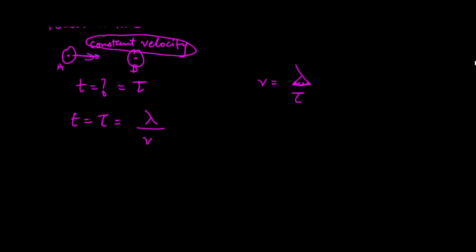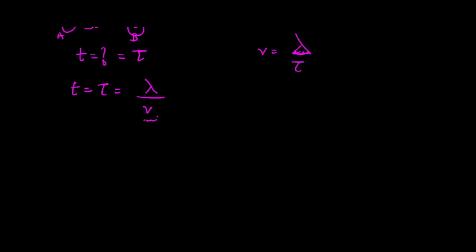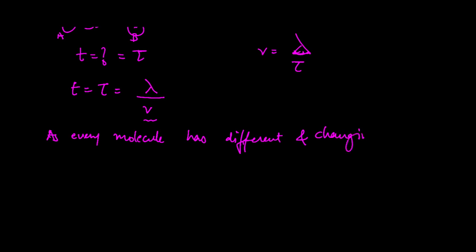Now because we want to find the average relaxation time, the speed we put here should be some kind of average. I'll repeat. As every molecule has different and changing value of v. I hope you understood what I have written here. As every molecule has different and changing value of v. Right? The value of v is not the same for everyone, and the value of v keeps changing continuously.